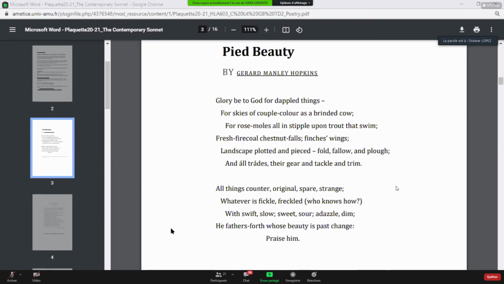So I tried to count the meters. For instance, on line 1, glory be to God for dappled things. And then for skies. So how would you describe that first line in terms of English meter, English prosody? It's not a pentameter. So what is it? I don't know the word for it.